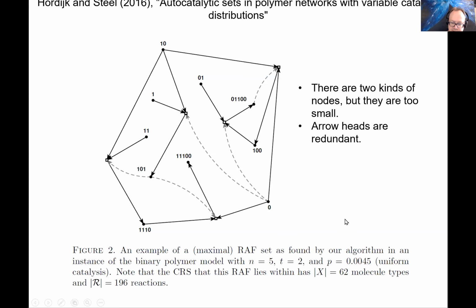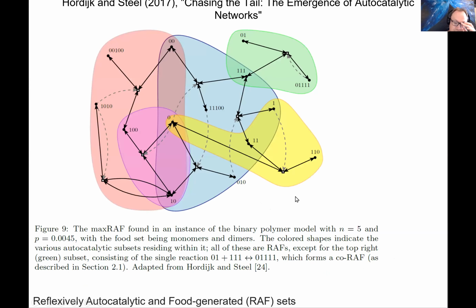And here's a larger example where the authors have identified these things called reflexively autocatalytic and food-generated sets, or RAF sets. And they've identified these subsets of the network that are RAF sets. And I stared at this for a long time. I found it difficult to interpret. I found it difficult to check if the RAF sets really are complete. So I played with different ways of modifying this diagram.